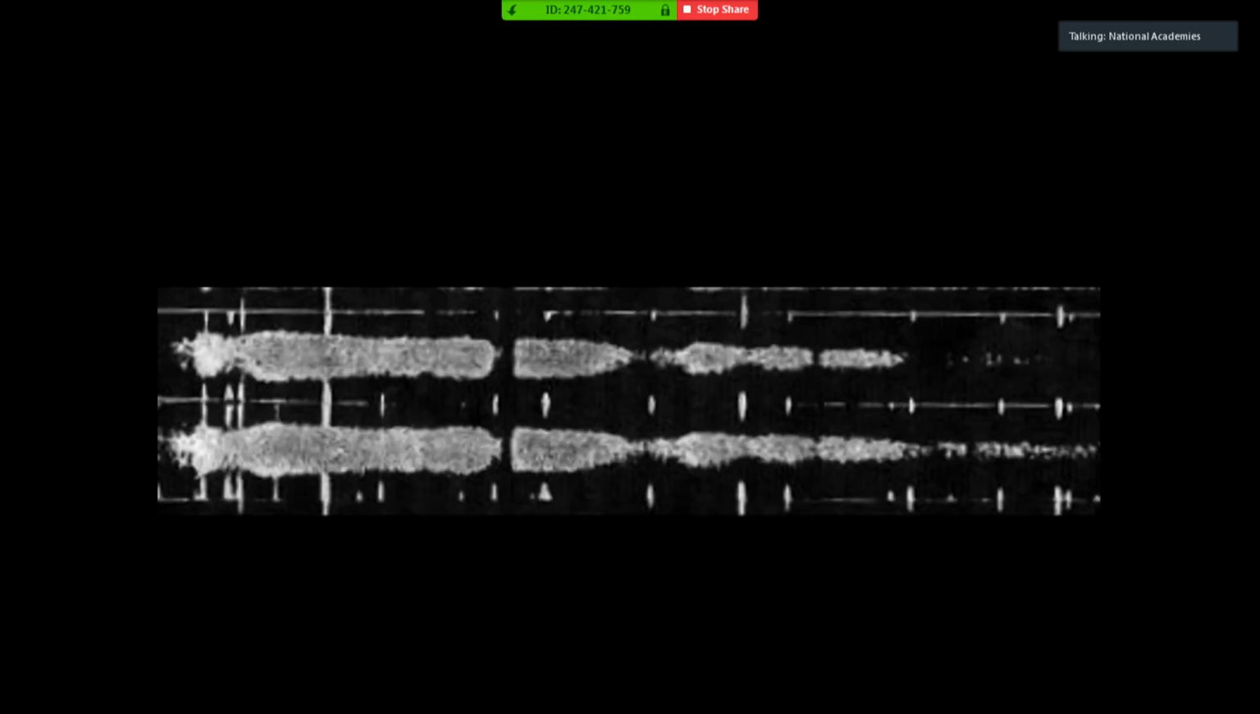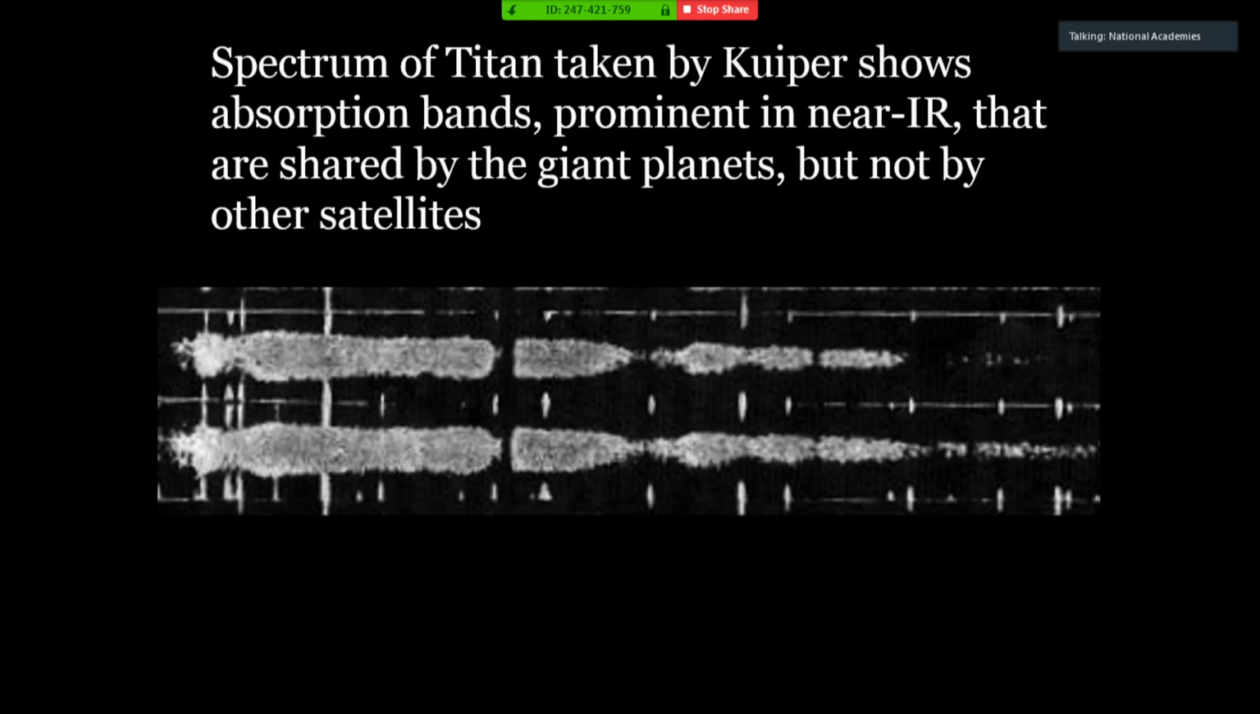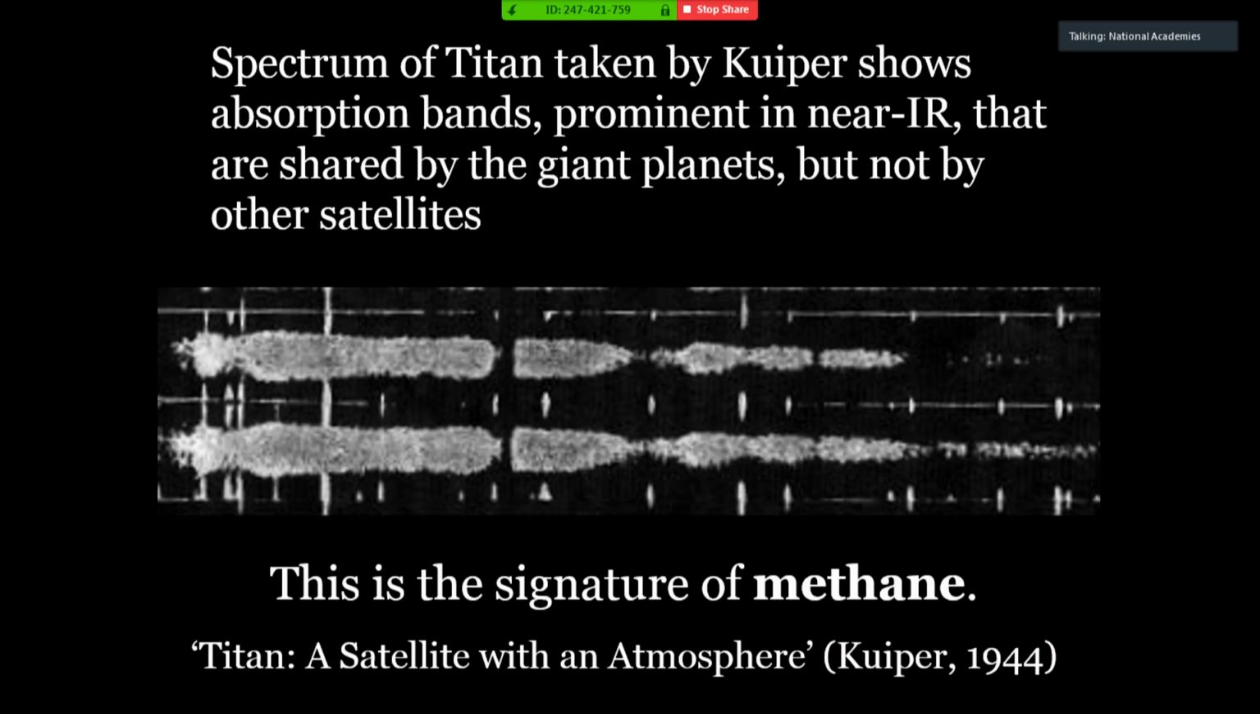And so our first conclusive evidence that Titan had an atmosphere is shown here. This is our first proper spectroscopy of this talk, and it may almost be our last. And this is a spectrum of Titan that was taken by Gerard Kuiper in the 1940s. And this shows that, in the near infrared, there's a whole bunch of these spectral fingerprints that have come up a bunch of times already today. And in this case, this is the signature of methane.